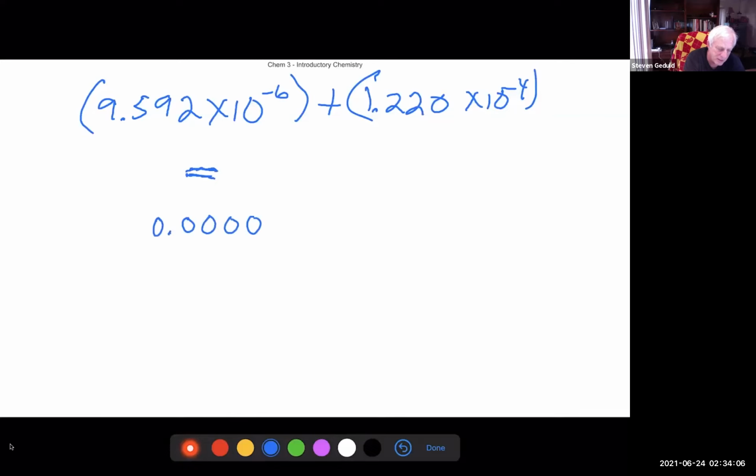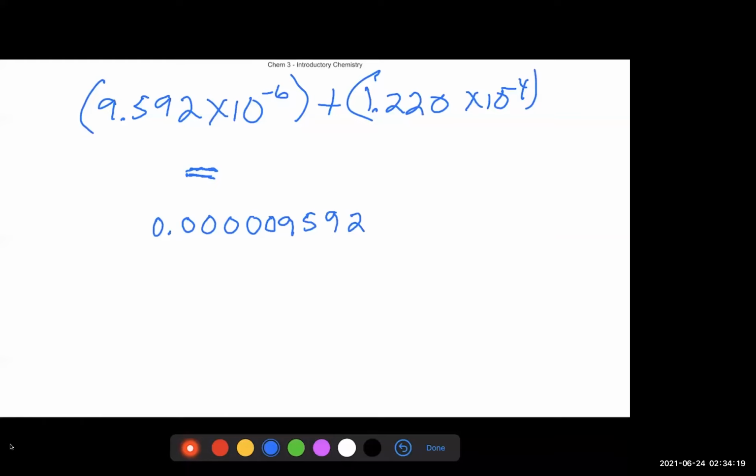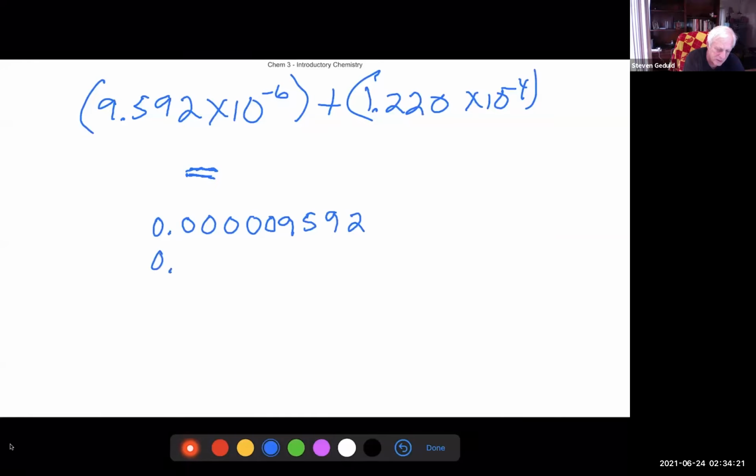0.1234. Let's see where we're at. 9.592, and it's negative 6. 1, 2, 3, 4, 5. One more 0. 6. Okay. And the other one is 1.220 and 1.1234.